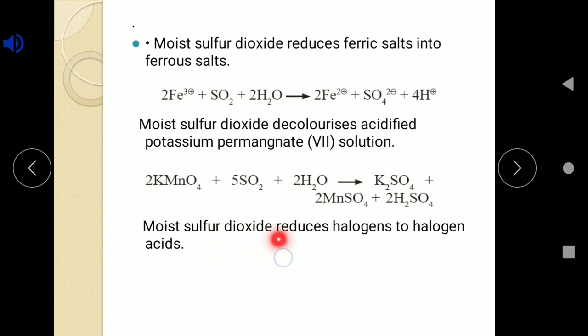Again, moist sulfur dioxide reduces halogens to halogen acids. What does it mean? Suppose iodine, that means a halogen, is treated with moist sulfur dioxide. It gets converted into HI, that is hydroiodic acid, along with H2SO4. Thus, moist sulfur dioxide reduces as hydrogen is added in the compound. It is called a reduction reaction. So, moist sulfur dioxide is a good reducing agent. These are the examples of its reducing property.